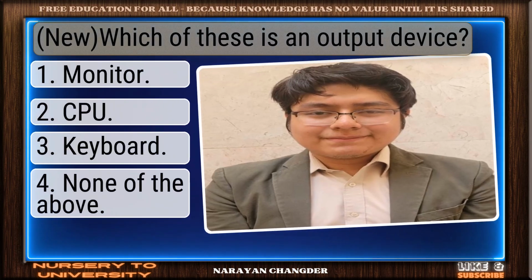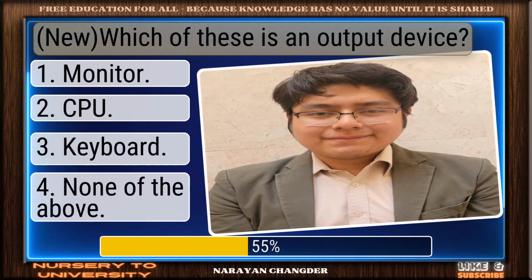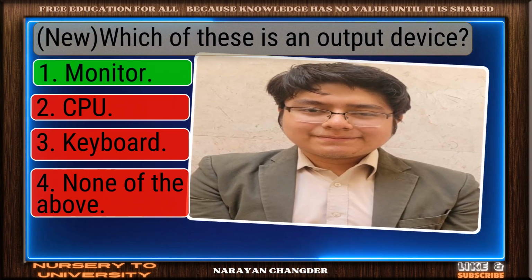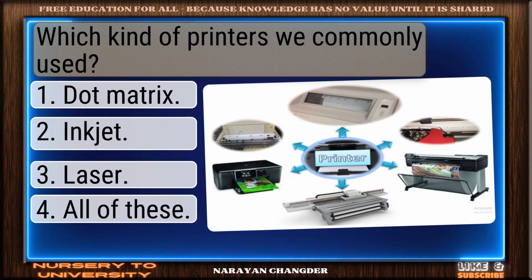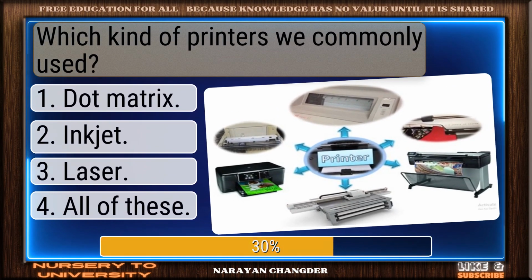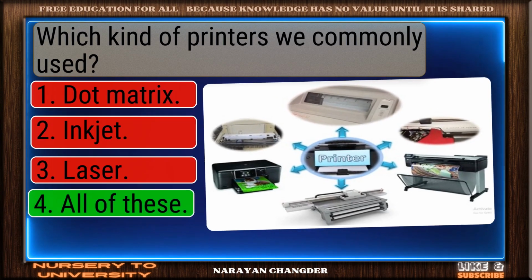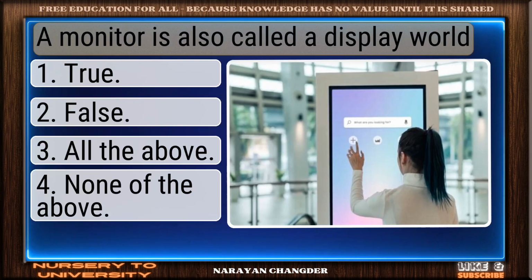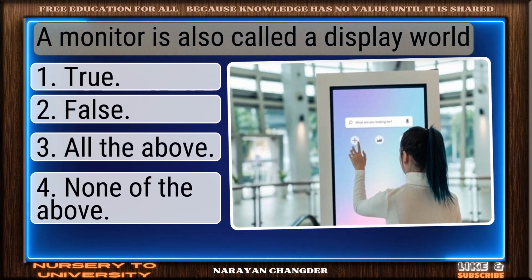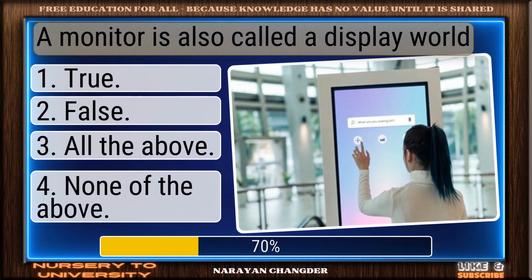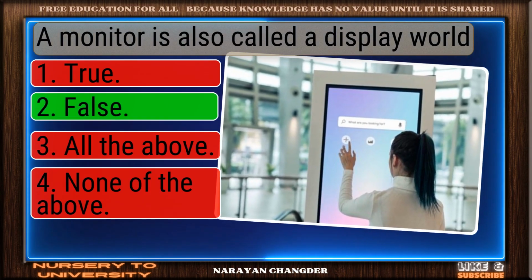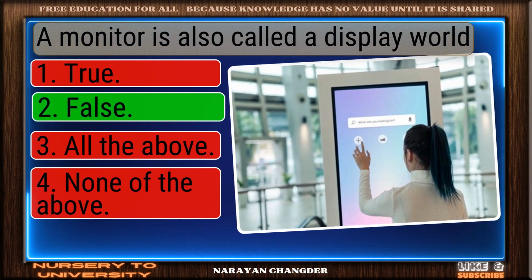Which of these is an output device? Nicely done. Monitor is a solid answer. Which kind of printers we commonly used? Good thinking. All of these is the right answer. A monitor is also called a display word. Nice selection. False is the correct and valid answer.